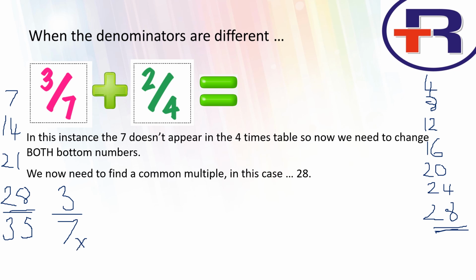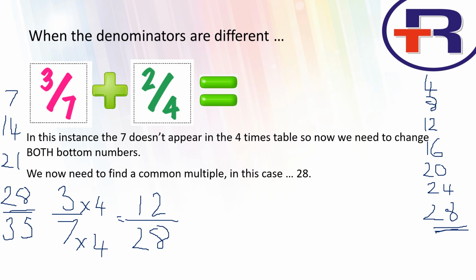1, 2, 3, 4. 7 times 4. That's going to give me 28. Whatever I do to the bottom, I've got to do to the top. 3 times 4 is going to give me 12. Okay.